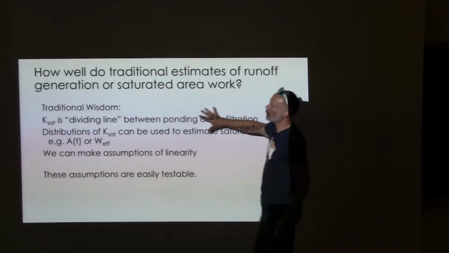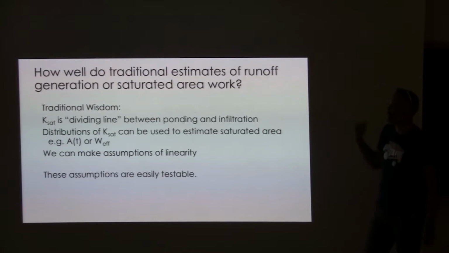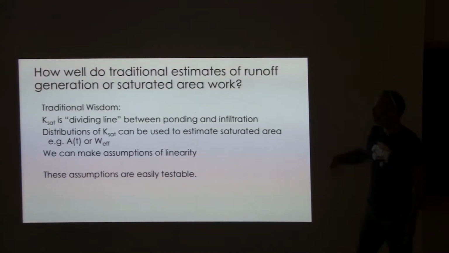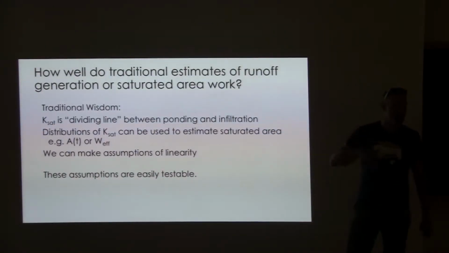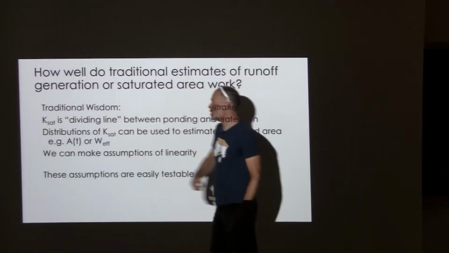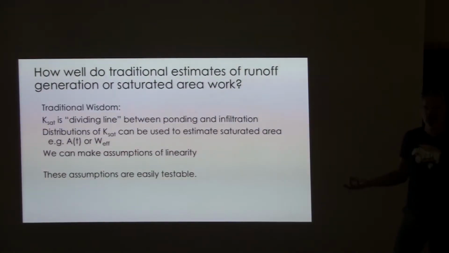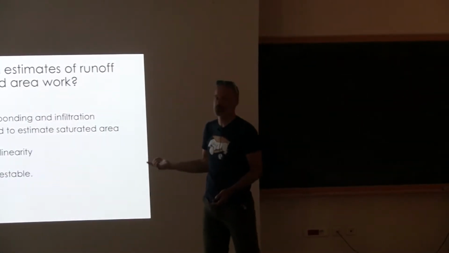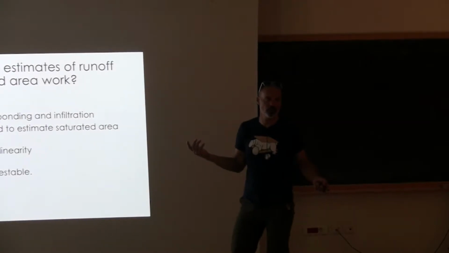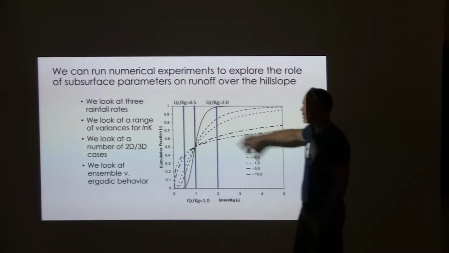And so if we think about the traditional wisdom, right, we just derived that KSAT is this dividing line between our ponding and infiltration. And we have these distributions of KSAT. We just showed some. So we could really easily say, well, if this distribution, saturated hydraulic conductivity, tells us how much runoff is going to happen, if we know what our rainfall is and we know what this distribution is, then we know what percent of our hill slope or our watershed is running off. And we can really test these assumptions. And so what does this look like?